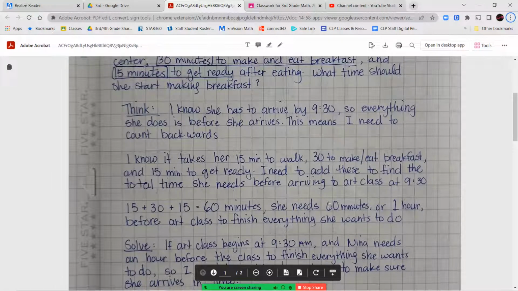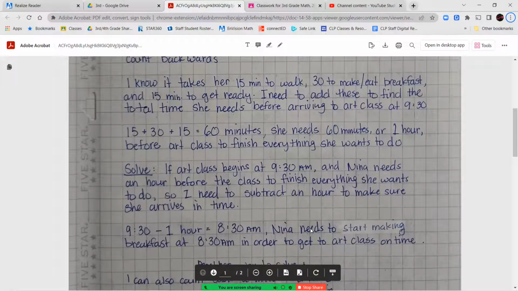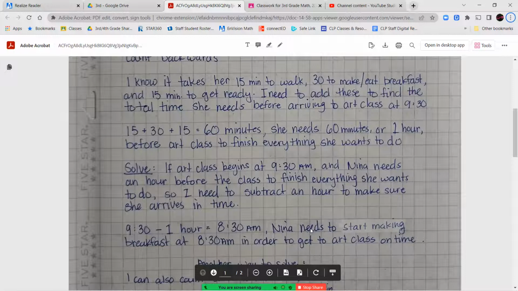So she needs 60 minutes or 1 hour before art class to finish everything that she wants to do so that she arrives on time. So if art class begins at 9:30, I need to subtract 1 hour to make sure that she arrives on time. So 9:30 take away 1 hour would be 8:30. Nina needs to start making breakfast at 8:30 a.m. in order to get to art class on time.